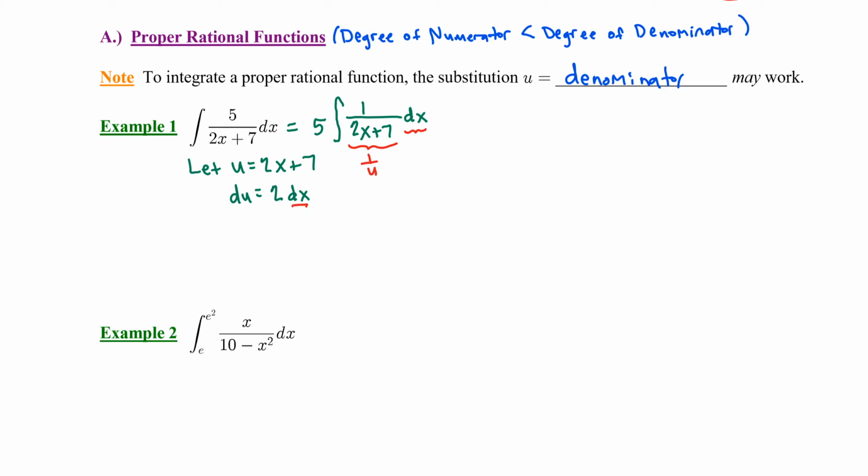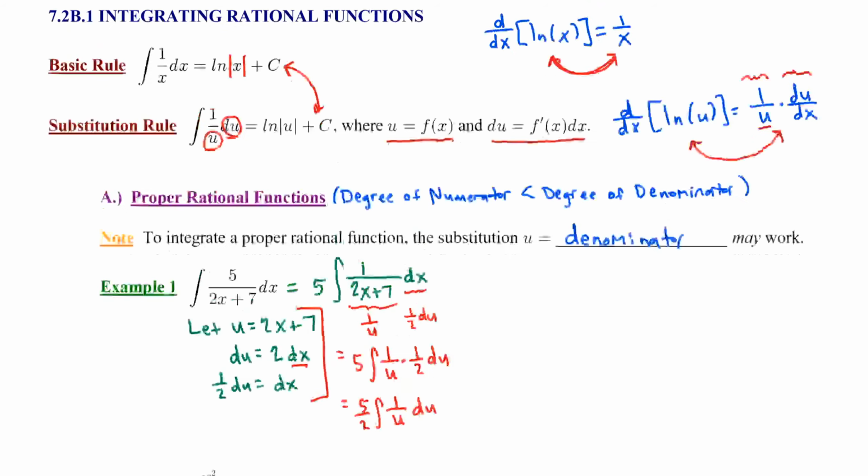The dx here we can isolate. Notice if we multiply both sides by 1/2, we can see that dx is equal to 1/2 du. So I'm going to rewrite this integral in terms of u, including replacing that dx with 1/2 du. So the integral becomes 5 times the integral of 1 over u times 1/2 du. Now that 1/2 we can also factor in front of the integral as a constant, and then you can see the pattern, integral of 1 over u du.